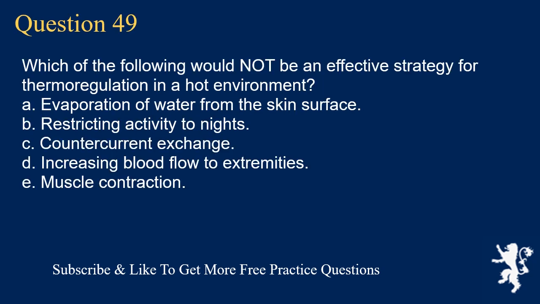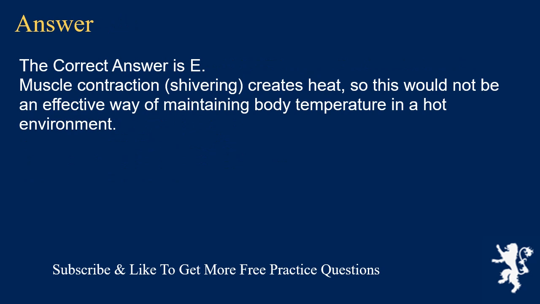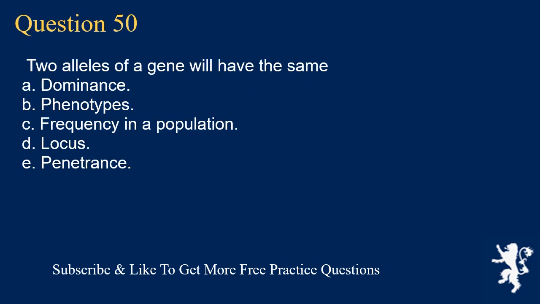Question 49. Which of the following would not be an effective strategy for thermoregulation in a hot environment? A. Evaporation of water from the skin surface. B. Restricting activity to nights. C. Countercurrent exchange. D. Increasing blood flow to extremities. E. Muscle contraction. The correct answer is E. Muscle contraction, shivering, creates heat, so this would not be an effective way of maintaining body temperature in a hot environment.